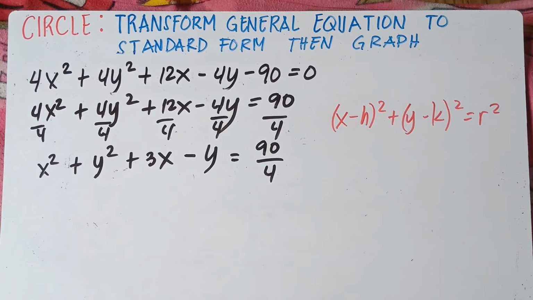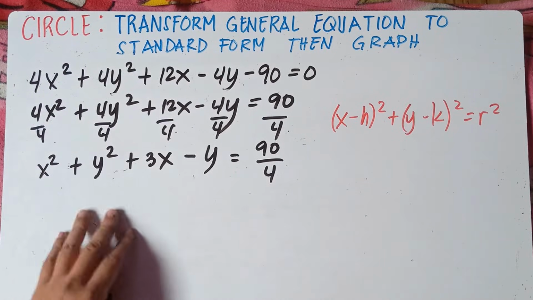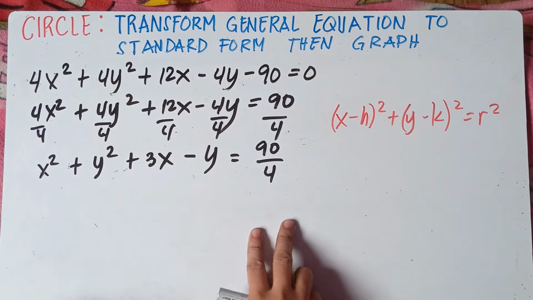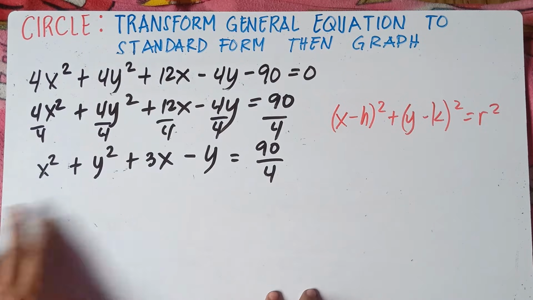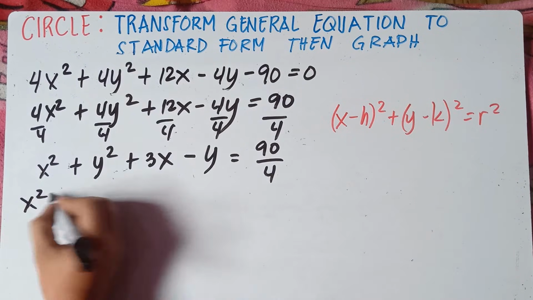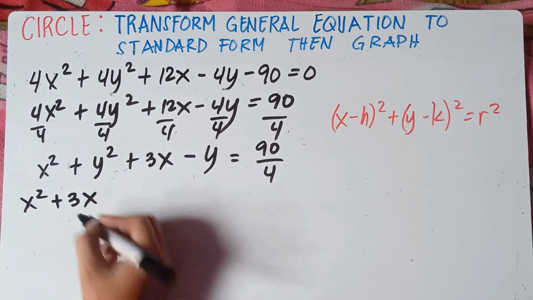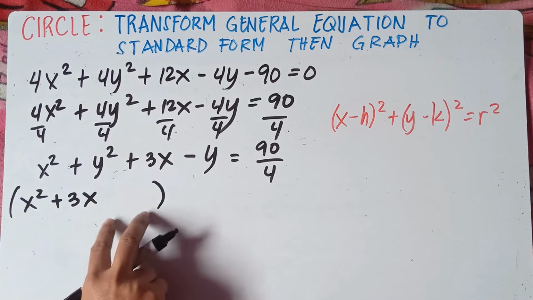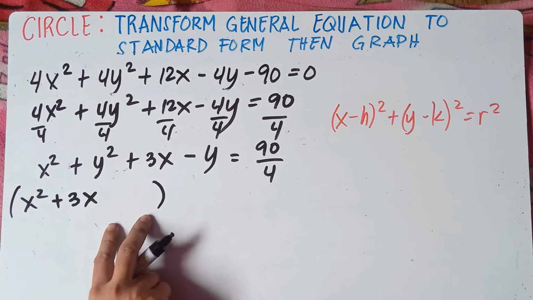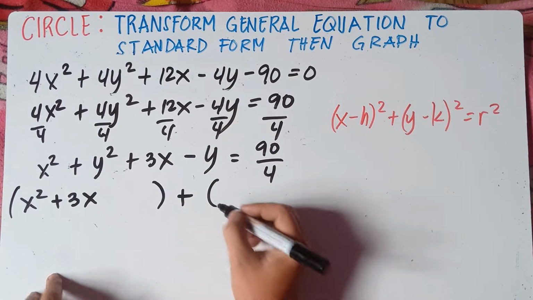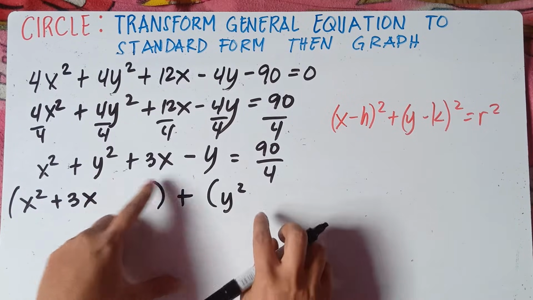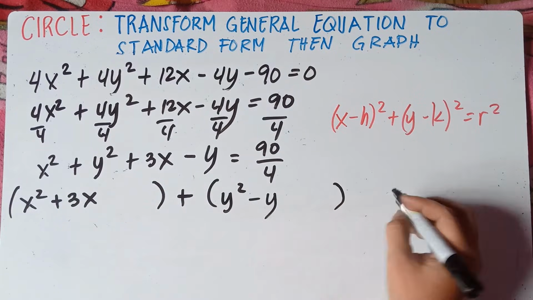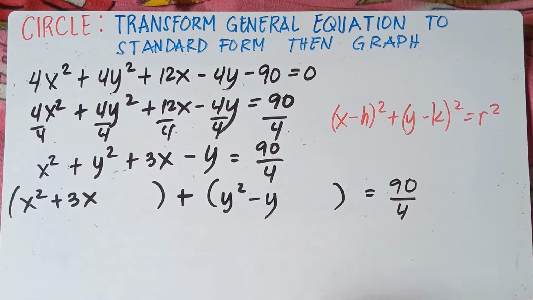Alright, next, same process as in the first video that we had. So once again, do not forget to see the first video to familiarize yourself with the process. Next you need to separate the x variables. So copy x squared, copy 3x, put a parenthesis and put a space here because we need to add a new constant. Plus copy y squared, separate the y variables, minus y, and put a space because we need to add a new constant here, equals 90 over 4.